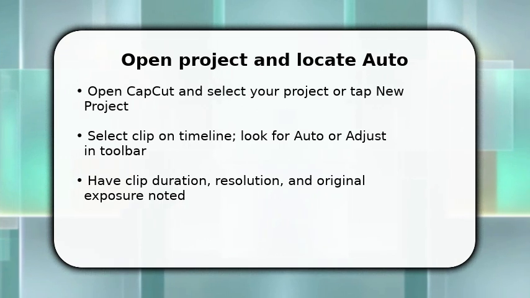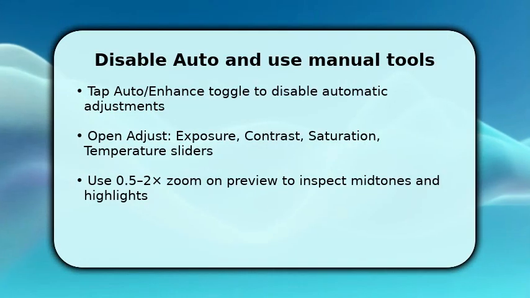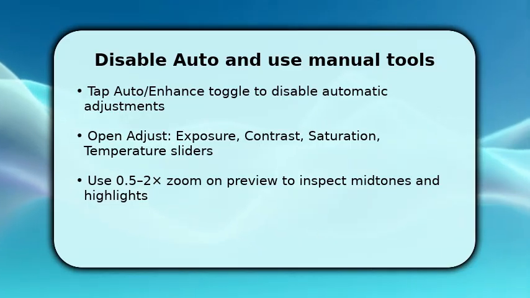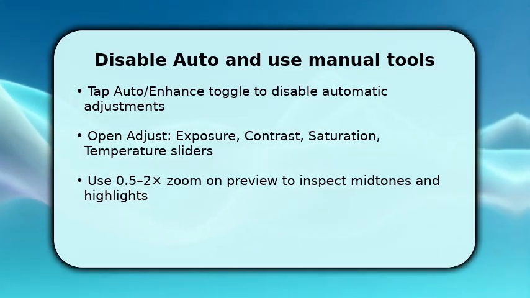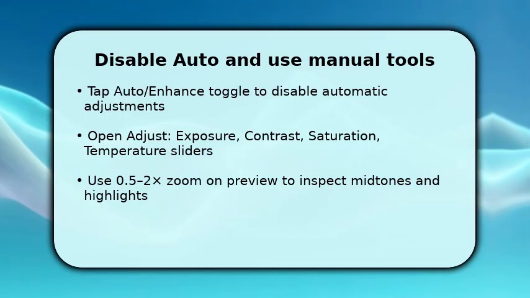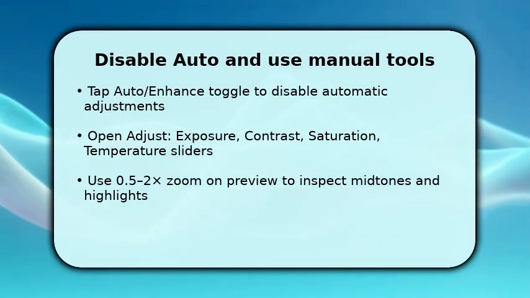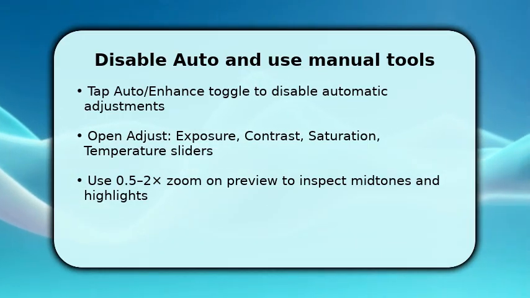You now turn off Auto. Tap the Auto or Enhance toggle so it's no longer applying automatic fixes. Next, open Adjust and work through exposure, contrast, saturation, and temperature one at a time. Make small moves, then preview. Use the slider values and tap Reset if a change is worse.